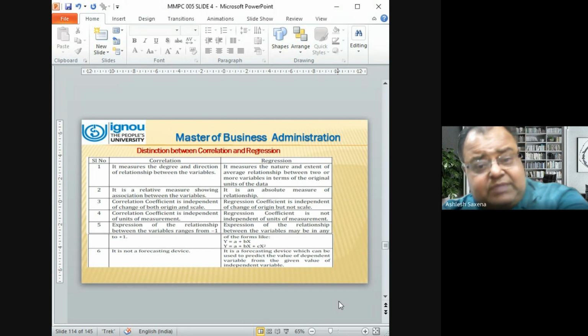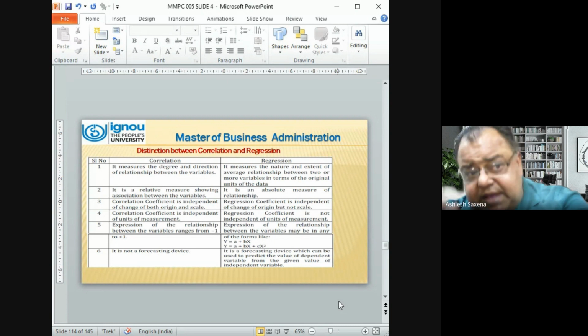Now, if we talk in terms of regression, it measures the nature and extent of average relationship between the two or more variables in terms of the original unit of the data. It is an absolute measure of relationship. Regression coefficient is independent of change of origin but not scale. Regression coefficient is not independent of unit of measurement. Expression of the relationship between the variables may be in any form.